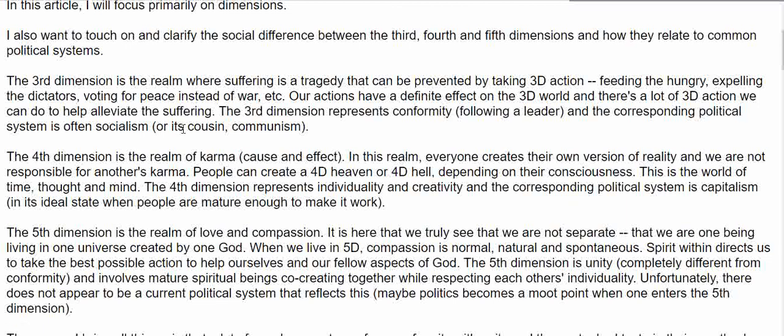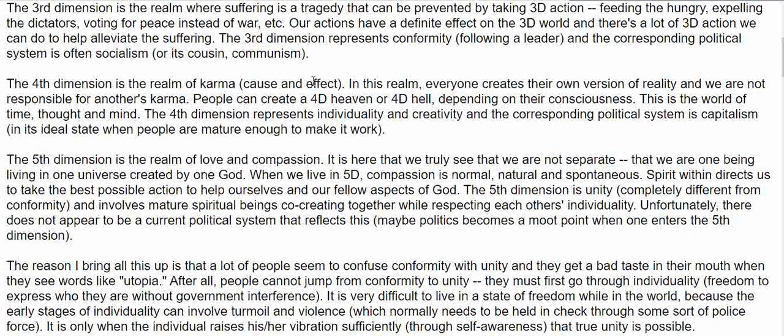The third dimension is the realm where suffering is a tragedy that can be prevented by taking a 3D action: feeding the hungry, expelling the dictators or despots, voting for peace instead of war. Our actions have a definite effect on the 3D world, and there's a lot of 3D action we can do to help alleviate this suffering. Correct, very correct. The 3D dimension represents conformity, following a leader, and the corresponding distinct shenanigan systems, often socialism or its cousin, communism.